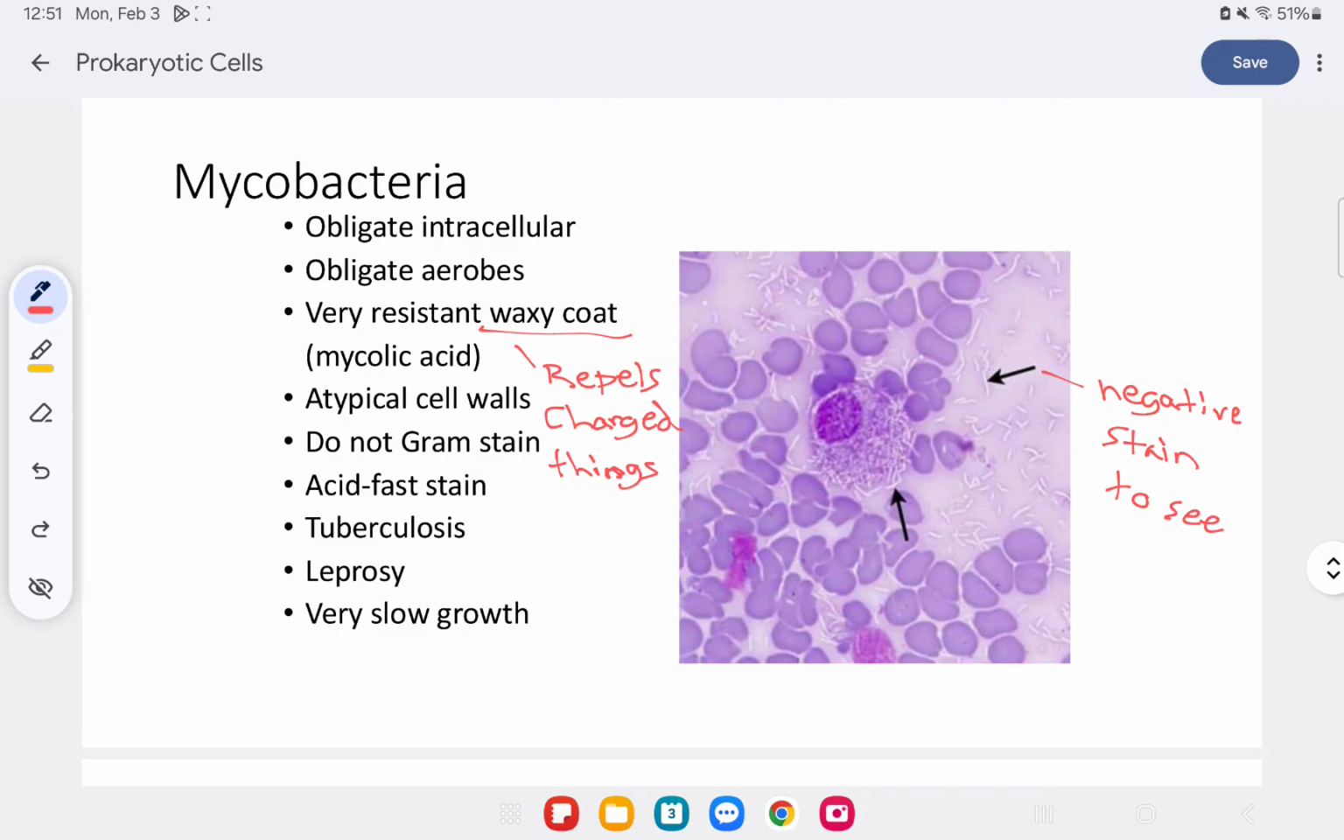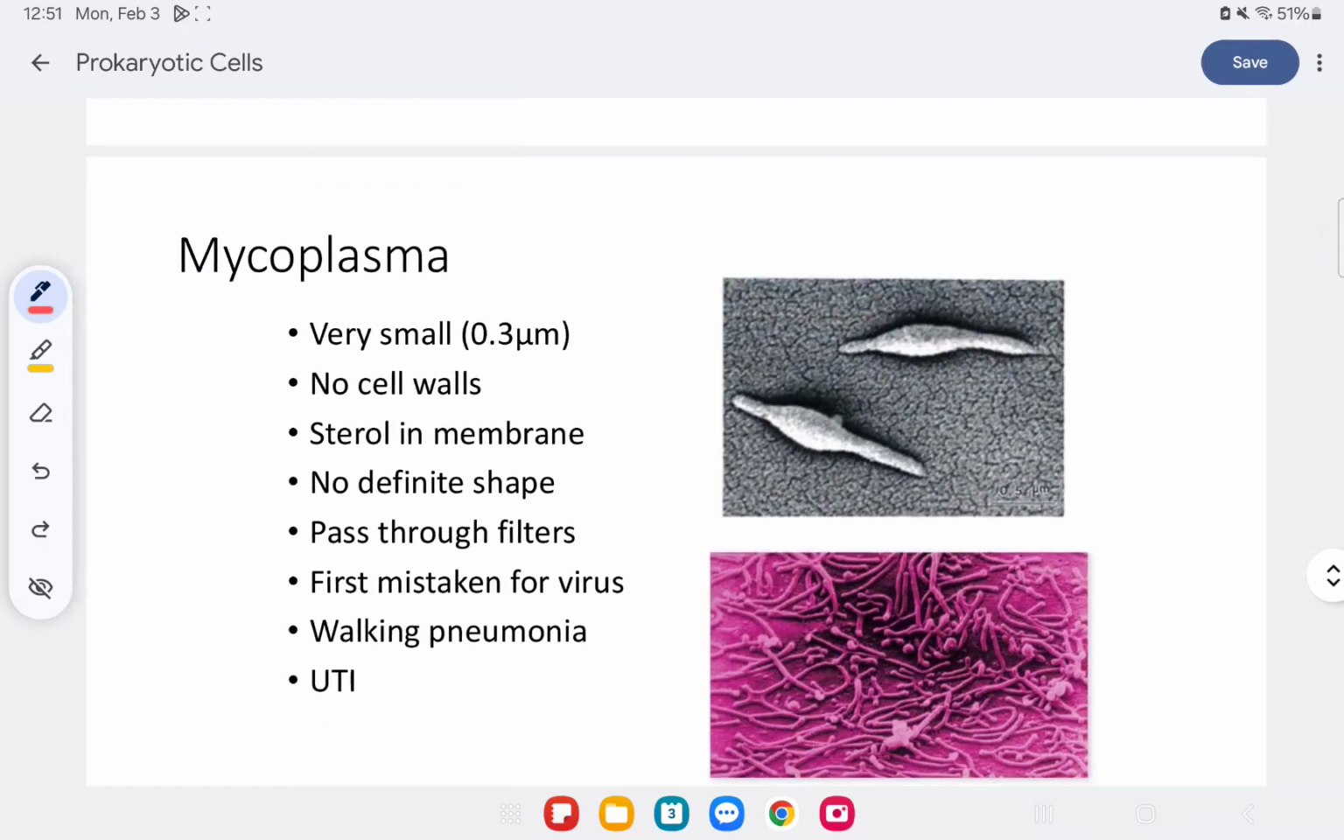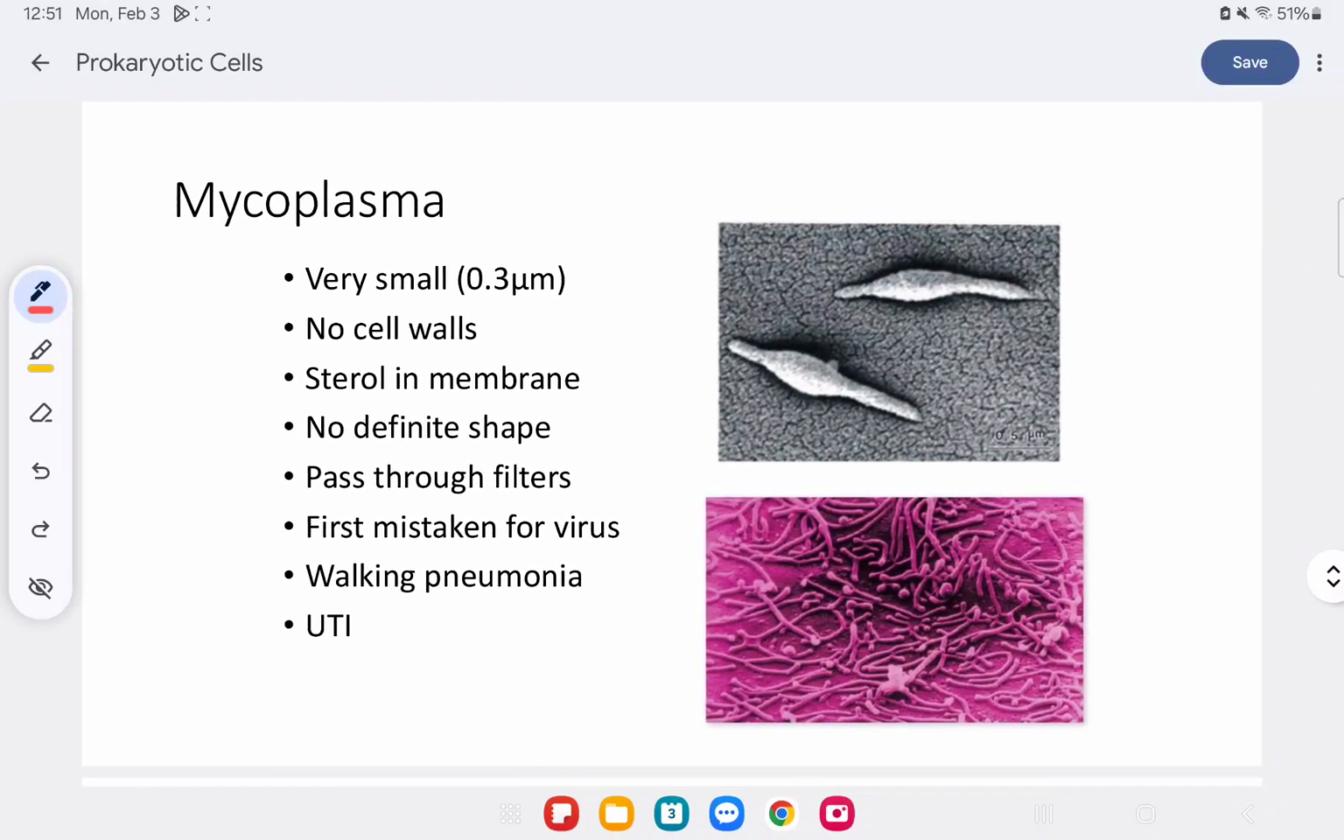So the other type is mycoplasma. One thing to notice is mycobacteria sounds a lot like mycoplasma. How are you not going to get them mixed up? You're going to remember that for mycoplasma, their outermost layer is the plasma membrane. That's it. They don't have a wall at all.